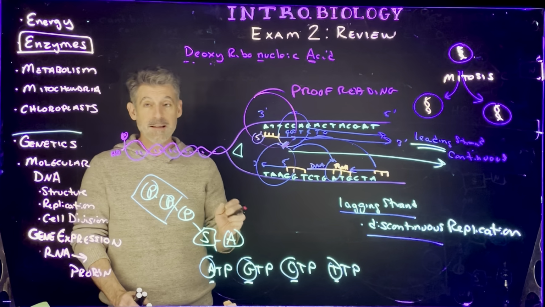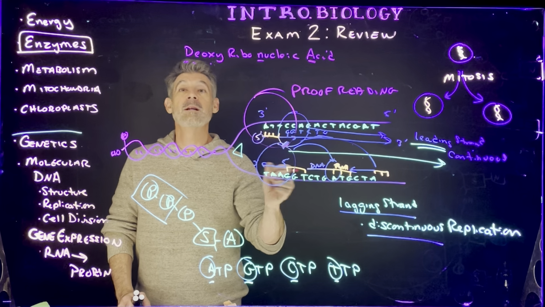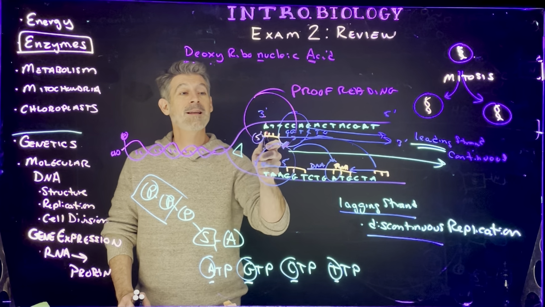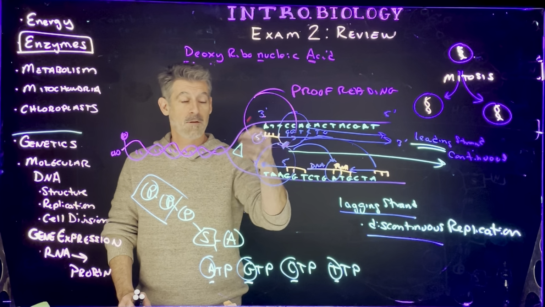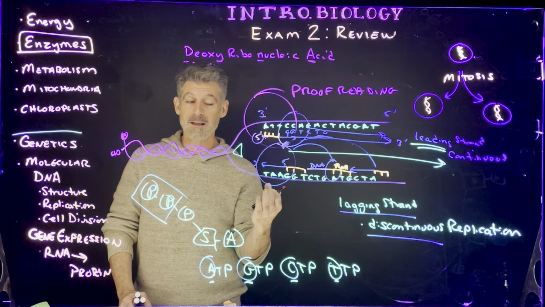And a proofreading enzyme will check: is A with T? And if it is, okay. And then if that is correct, it moves on. Is T with A? Is that correct? It moves on. If it finds mistakes, it will correct them.